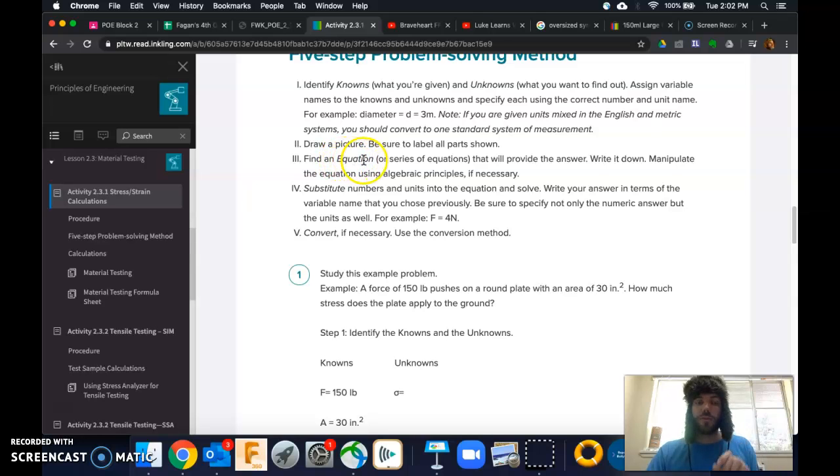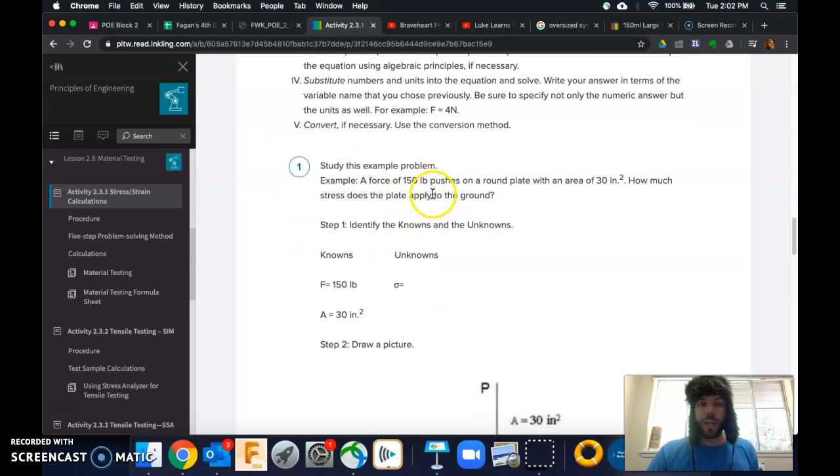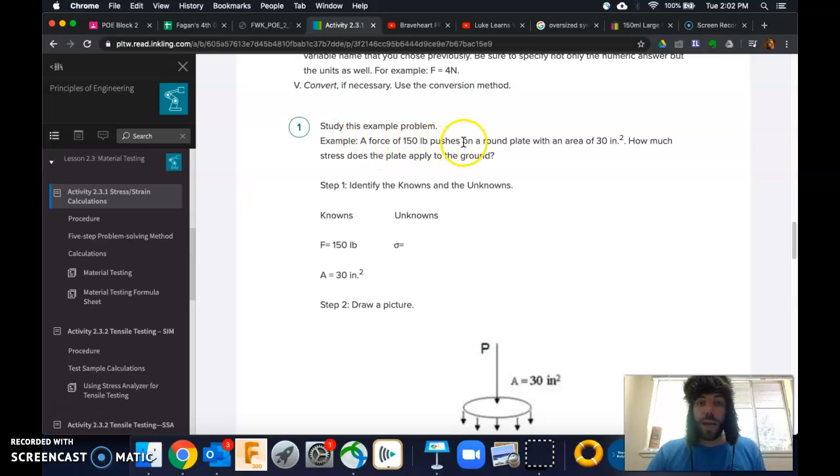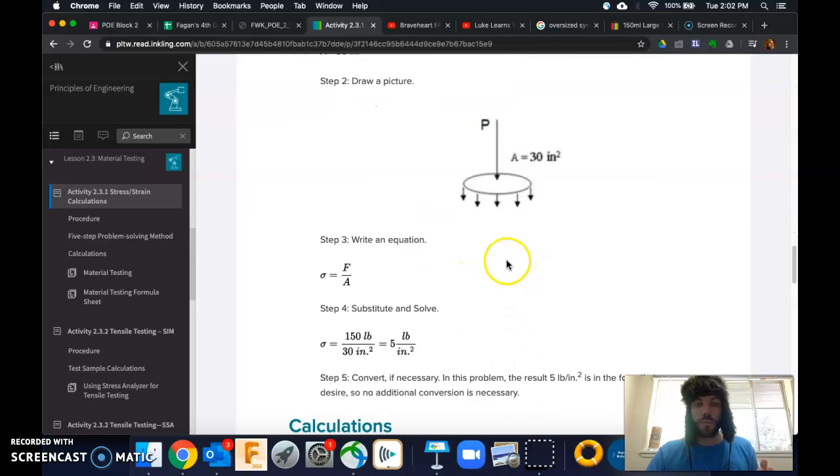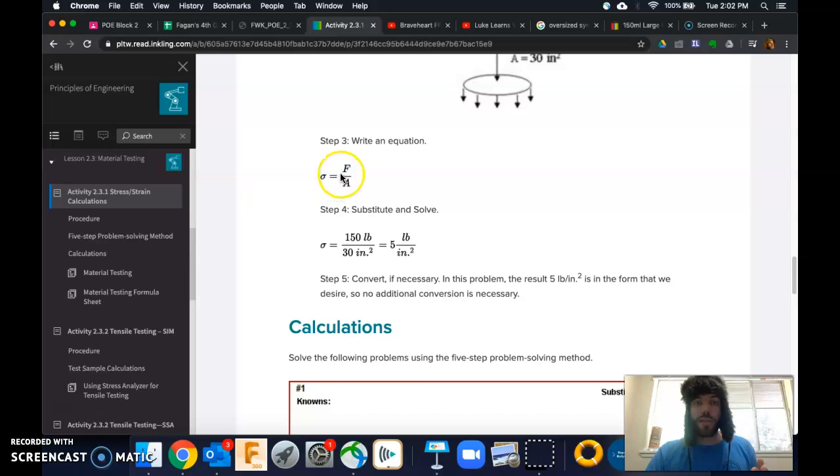Pick an equation from your formula pack, which you can find in the resources on my PLTW. Substitute the numbers and units into the equation and solve, and convert if necessary. You may need to actually do the conversion earlier. Here's the example they give you. A force of 150 pounds pushes on a round plate with an area of 30 inches squared. How much stress does the plate apply to the ground? We have a known force of 150 pounds. We also know the area is 30 inches squared. Our unknown is the stress. They drew a picture and wrote an equation: stress is equal to force divided by area. And then they substitute and solve.